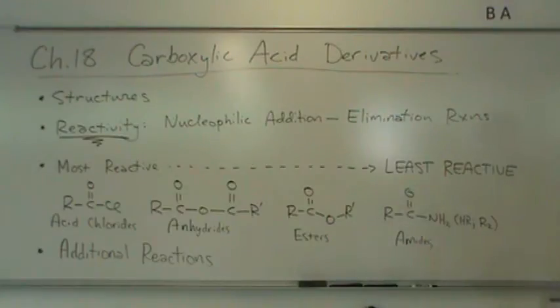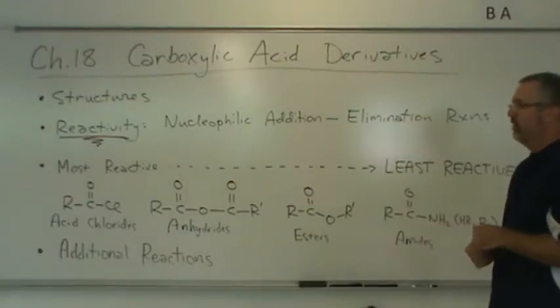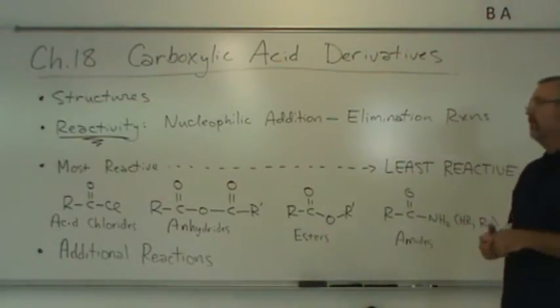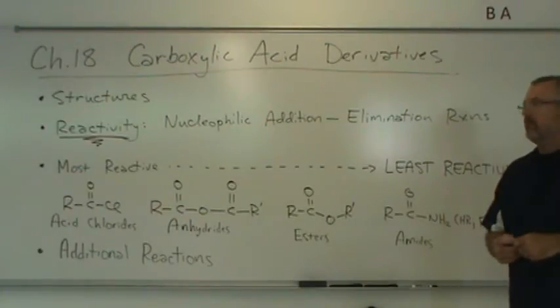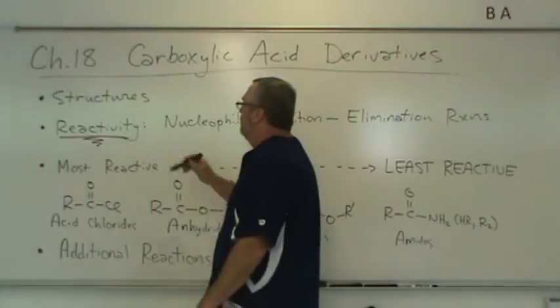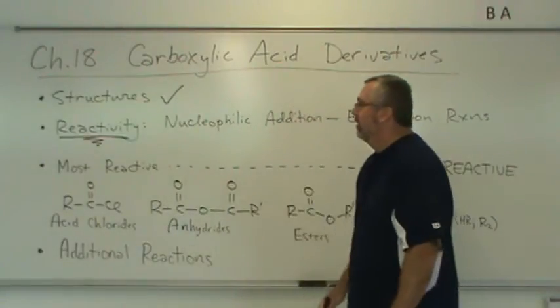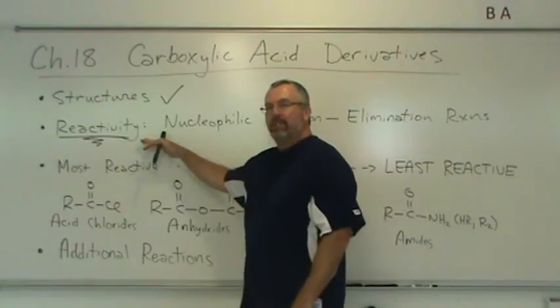Okay, we are about to begin a new chapter, chapter 18, which is called carboxylic acid derivatives. We just spent a lot of time learning about carboxylic acids, and now we're going to spend a little bit of time learning about their derivatives. There are numerous derivatives, and the first thing we'll do is look carefully at the structures of the common carboxylic acid derivatives. We'll then spend quite a bit of time talking about the reactivity.